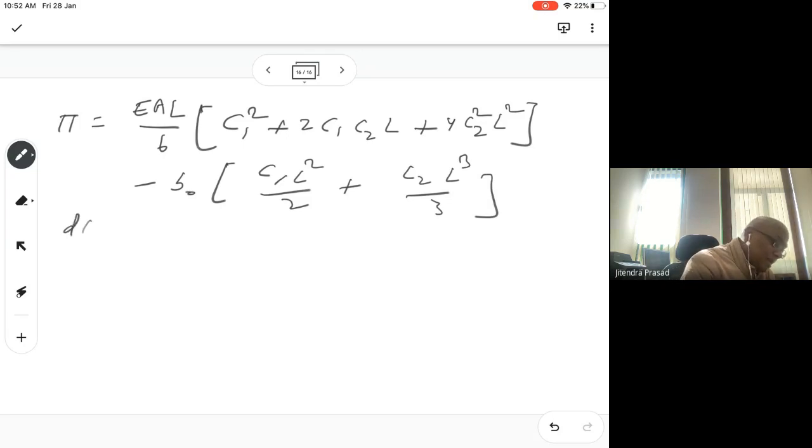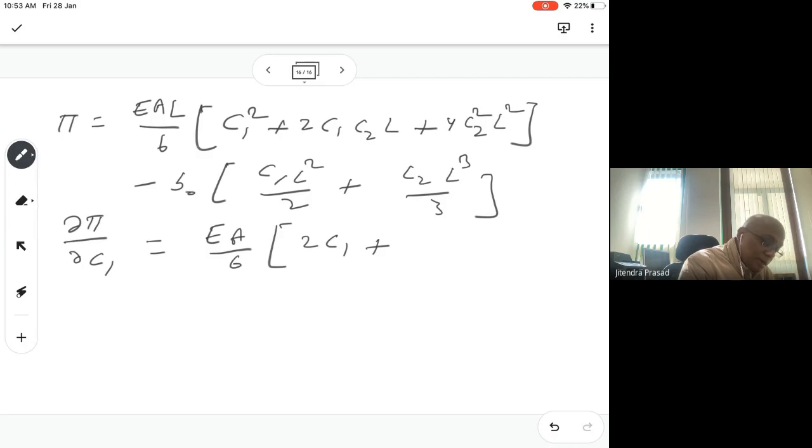Now we can differentiate. So not absolute but partial derivative, because pi has to be minimized. So del pi over del C1 is equal to EA over 6 times 2 C1 plus 2 C2, and this will be 0 because no C1, minus B naught and then L square over 2. So this has to be equal to 0.